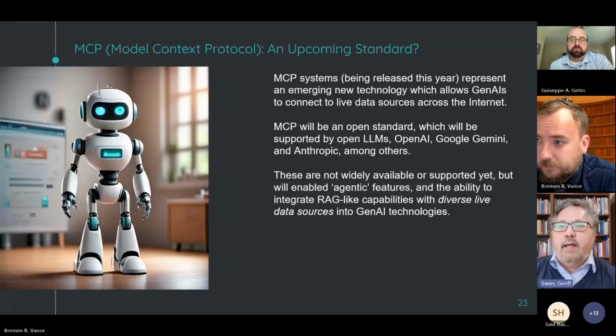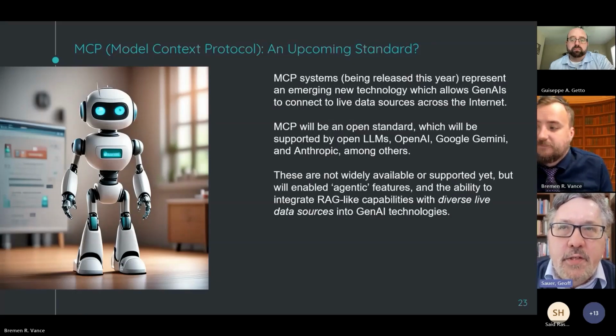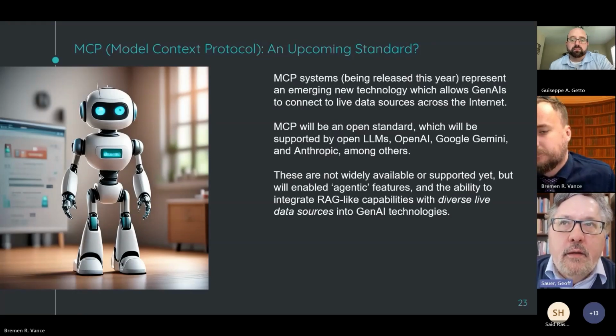We have a super new, exciting standard coming. Everybody's talking about it on the web these days. It's called MCP. And MCP is an emerging standard. It's an open API that allows Gen AIs to connect to live data sources, live databases on the internet.